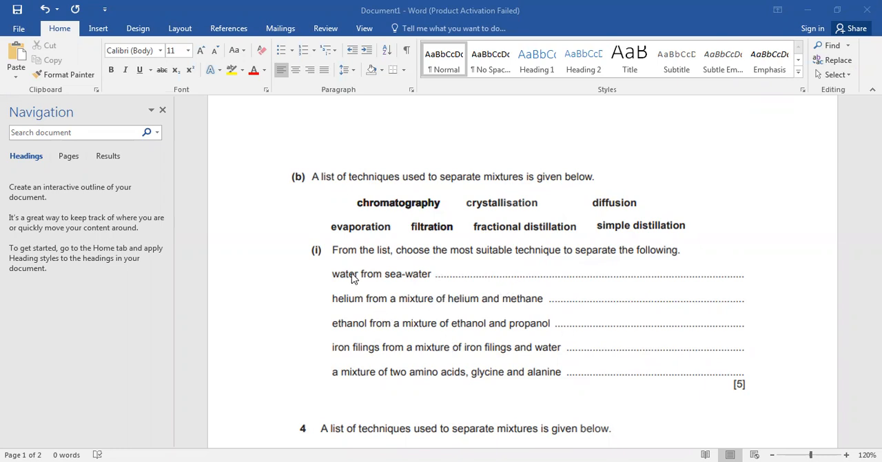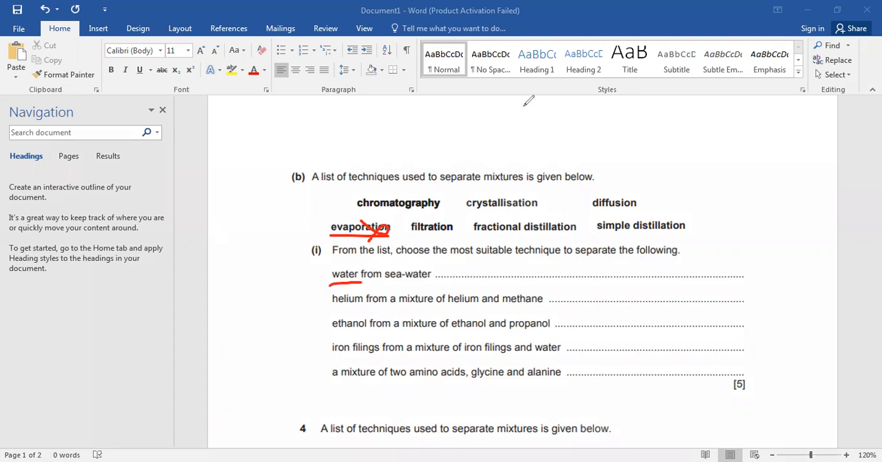So first one is water from seawater. People make mistakes over here. How to separate water from seawater? Now immediately what they choose, immediately they'll select evaporation. Okay, but evaporation is not the correct answer. You can separate water, but you cannot store water. By heating it, it evaporates, but you cannot store it.